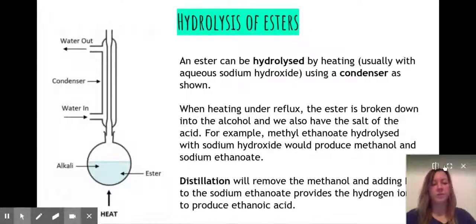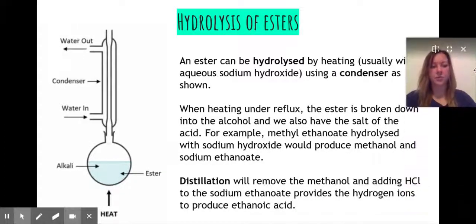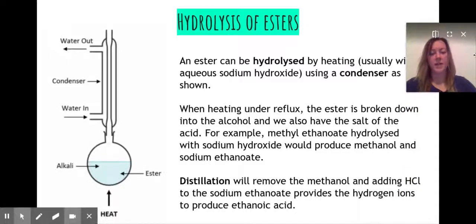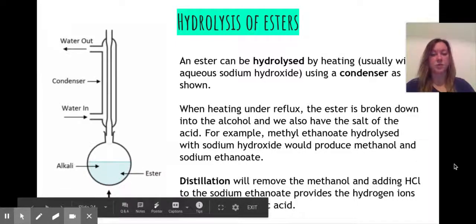So in order to separate the products, I'll just move this so you can see this, you're going to distill the solution, and that will remove your methanol, your alcohol, and then you're going to be left with sodium ethanoate, which obviously is a salt. We don't want a salt, we want our other product, which is an acid. So if you add hydrochloric acid, you're adding the hydrogen ions that will produce ethanoic acid from your sodium ethanoate.